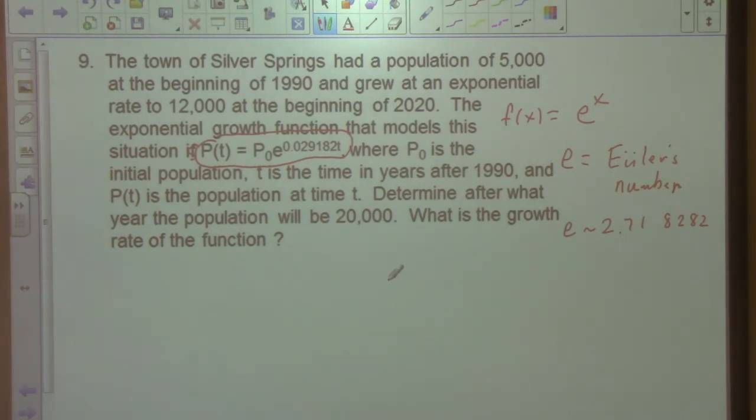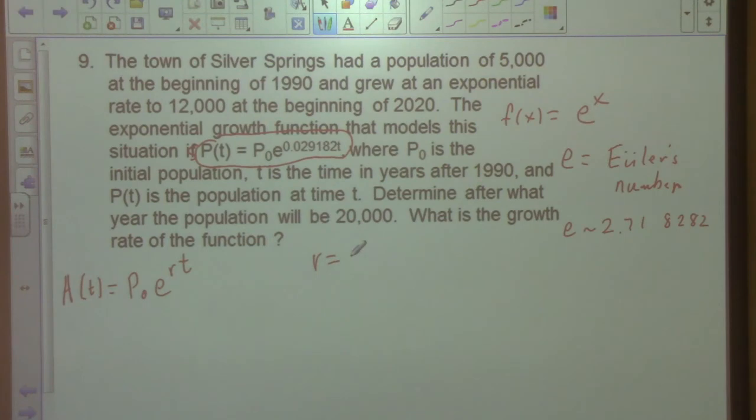Well, we're going to answer that last question first. What is the growth rate of the function? Well, R. Now the basic parent function is this: A of T is equal to P sub 0 e to the RT.